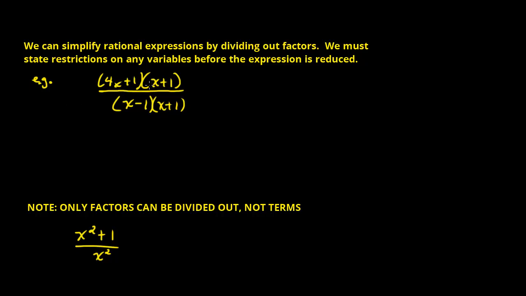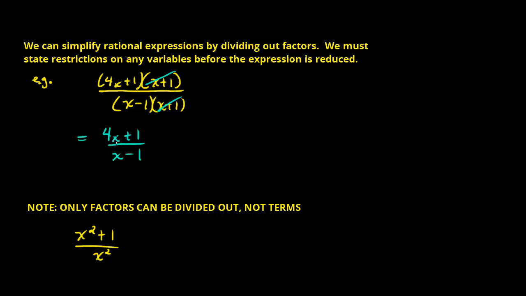And what do I mean by dividing out factors? Well, the numerator is 4x plus 1 times x plus 1. So x plus 1 is a factor of the numerator. In the denominator, we have x minus 1 times x plus 1. So x plus 1 is also a factor of the denominator. So we can actually divide out a factor of x plus 1 here. And when we do that, x plus 1 divides out, and this expression is equal to 4x plus 1 over x minus 1.